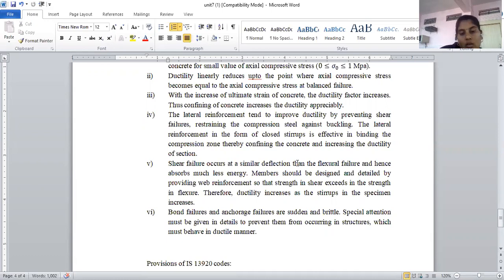Therefore, ductility increases as the stirrups in the specimen increase.